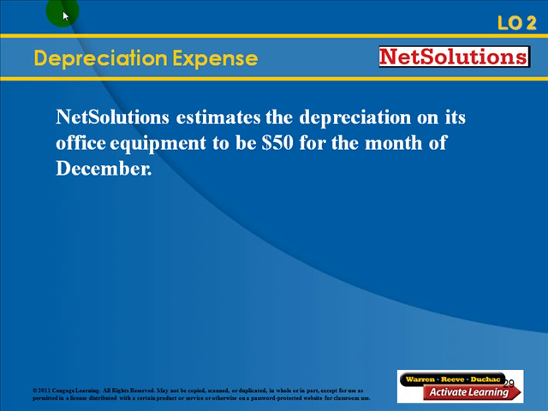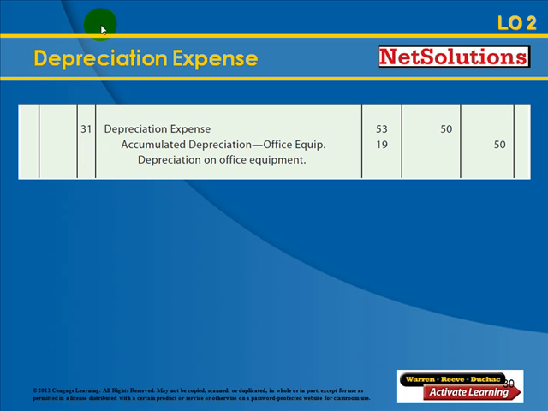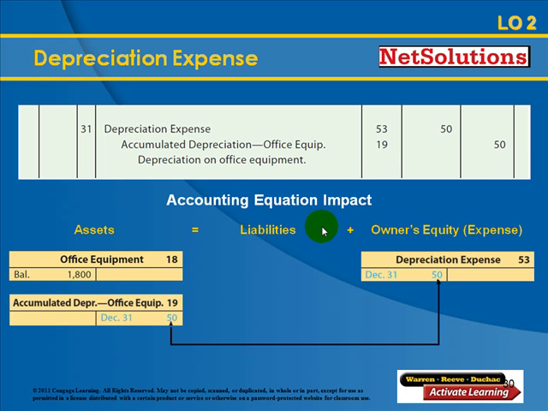Net Solutions estimates that depreciation on the office equipment to be $50 for the month of December. We will debit the depreciation expense account for $50 and credit accumulated depreciation office equipment for $50. And then we will post this journal entry. The effect on the accounting equation is that an asset is increased as well as an expense is increased.